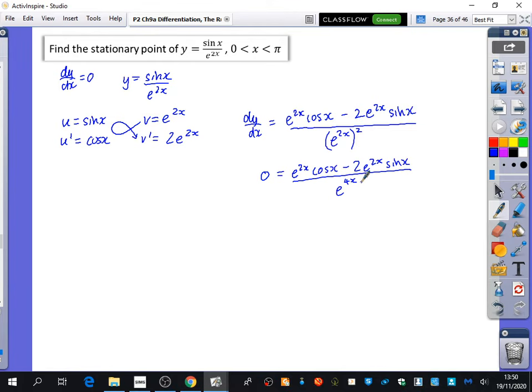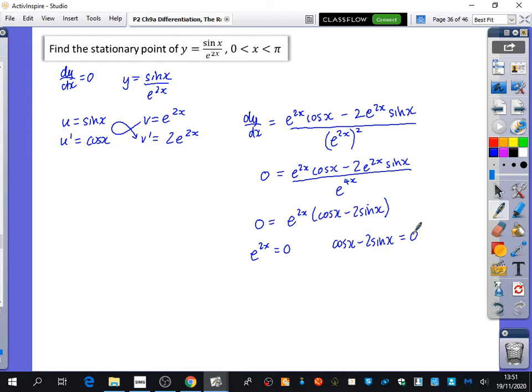So I'm only interested in the numerator being equal to 0, which means I can ignore this e to the 4x bit here, and I can just concentrate on the numerator. The other way you might see that is if you multiply both sides by e to the 4x, well, 0 multiplied by e to the 4x is 0. So we've now got 0 equals the numerator. What do you think I should do to the numerator? Factorize it. So I've got e to the 2x (cos x minus 2 sine x). So either e to the 2x is 0 or cos x minus 2 sine x is equal to 0.